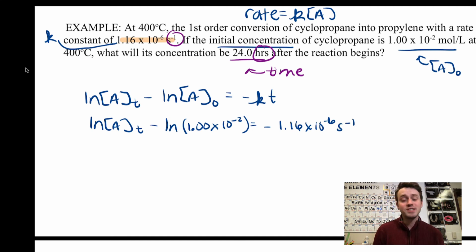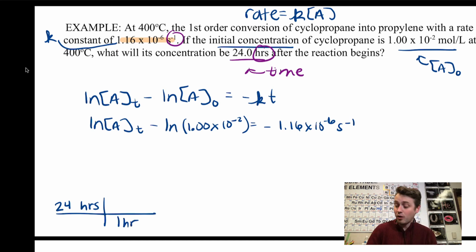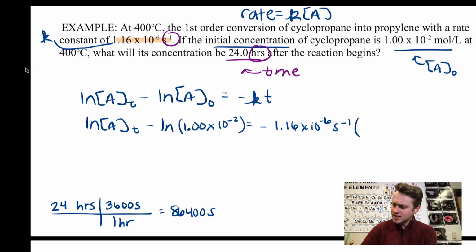Since that's in per seconds, I'm going to convert the 24 hours to seconds. I'm going to do it down here. Remember that 1 hour is 3,600 seconds. You could just do 60 times 60, because there are 60 minutes in an hour and 60 seconds in a minute, and that's where I got that number from. So that's 24 times 3,600, and I got 86,400 seconds in 24 hours, or in a day. So that's what I'm going to plug in here.